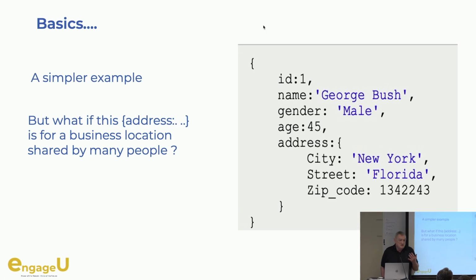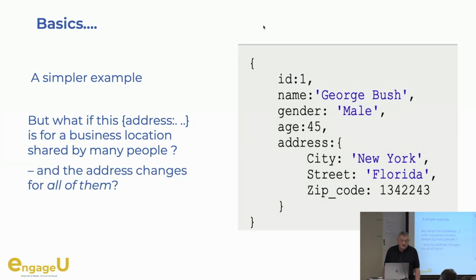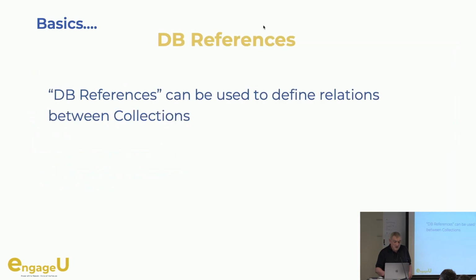But the first question a FileMaker developer is going to ask, I think, is: suppose that address is for a business location shared by many people, and the address changes for all of them at the same time. Mongo documents can use things called DB references to define a relationship between two collections.